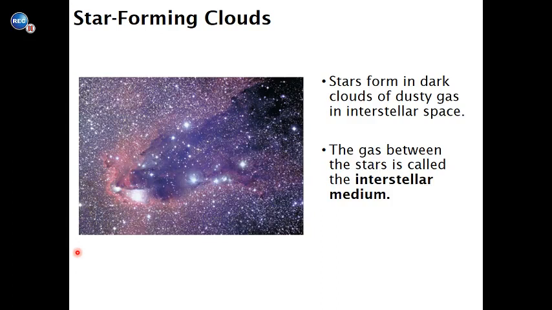Out in space, in between the stars, are large clouds of dust and gas, and we can observe them by their effects on stars. In between stars is what we call the interstellar medium. It's a fairly low density medium, with very few particles per cubic centimeter in some areas, and it forms sort of a cloud of gas and dust.